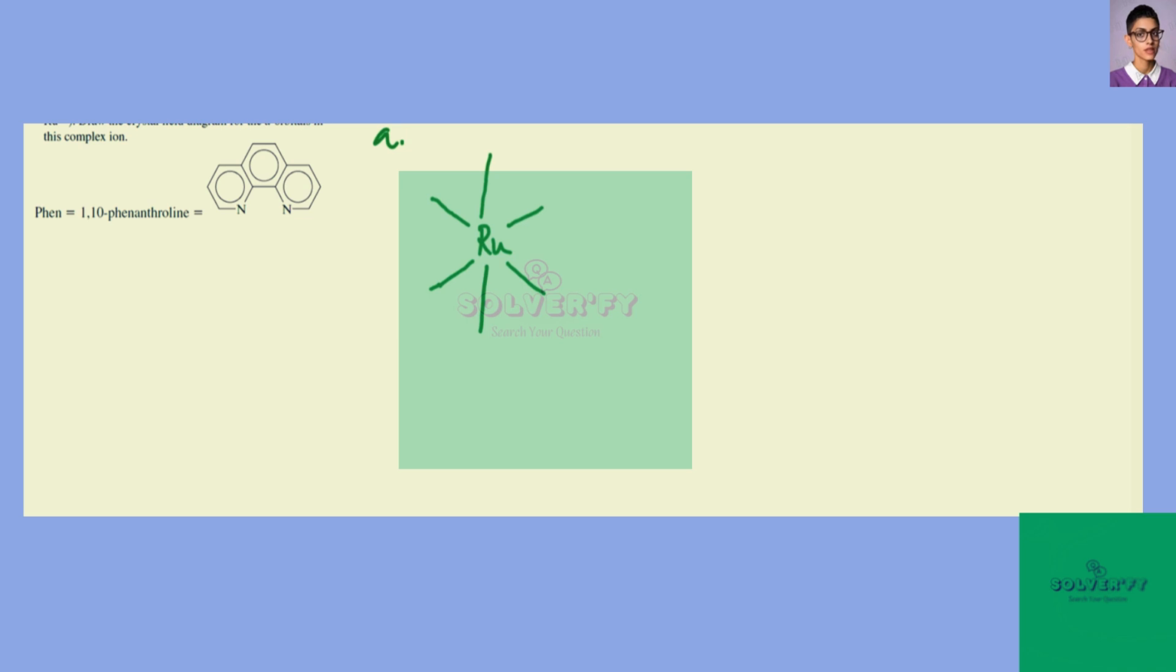So here one bidentate ligand is present, that is 1,10-phenanthroline, and this compound we can write in short form. This nitrogen is the element which is forming the coordinate bond with the central metal atom, and this is a bidentate ligand. So in short, we can write this as PHEN.